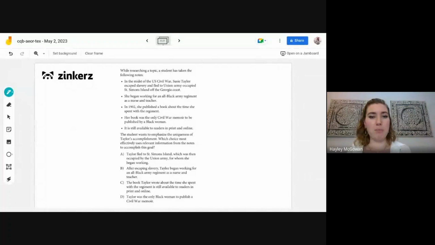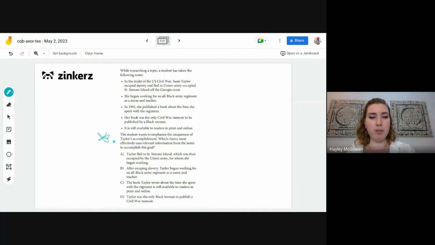All right, let's see what we have for today. So right off the bat, again, we have the bullet points. So we know this is going to be one of our bullet point synthesis questions where we have to synthesize the information in the bullets in order to accomplish the student's goal, whatever that may be.